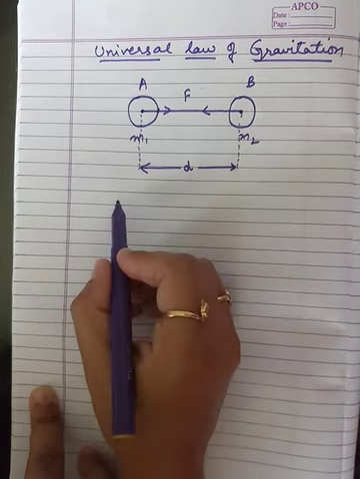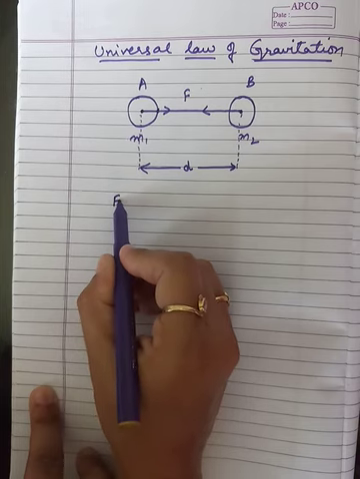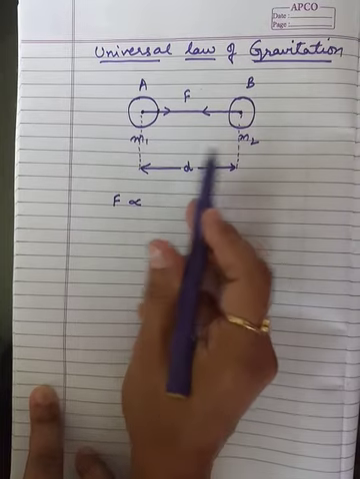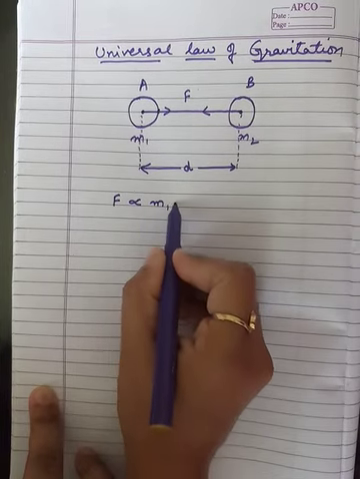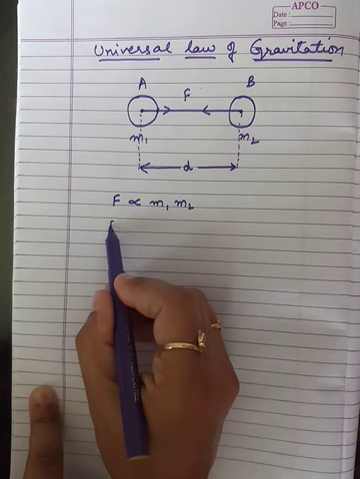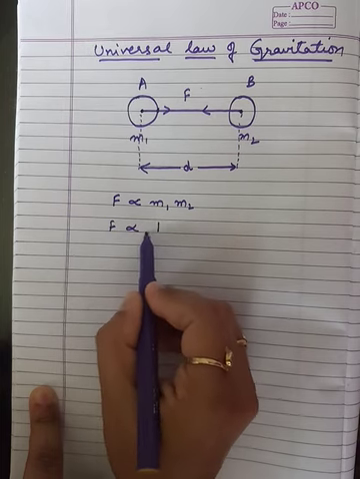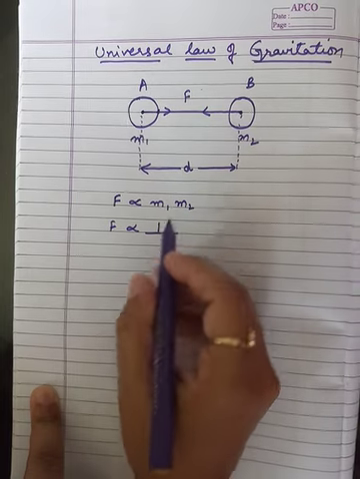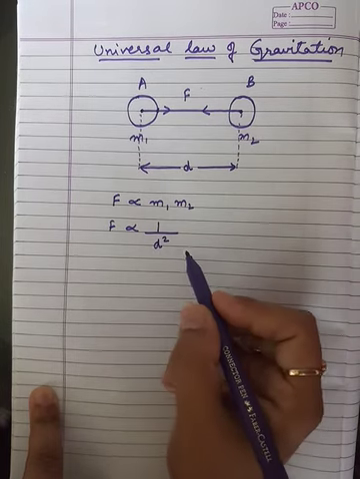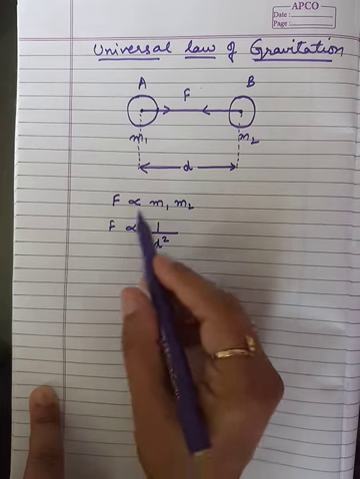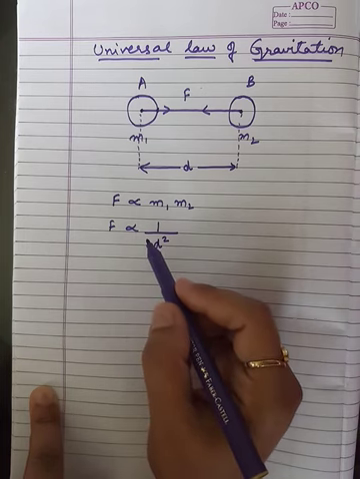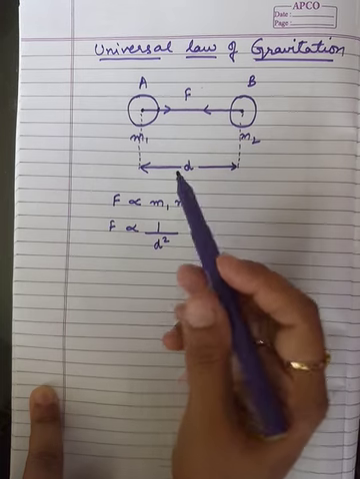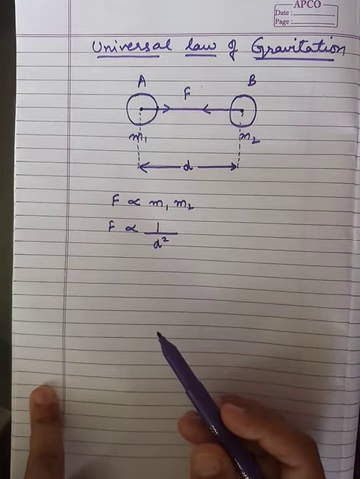Okay, so mathematically I can write down force as directly proportional to the product of the masses m1 and m2, and it is also inversely proportional, meaning 1 upon the square of the distance, d square. So it is inversely proportional to the square of the distance between these two objects, right? So this is the universal law of gravitation.